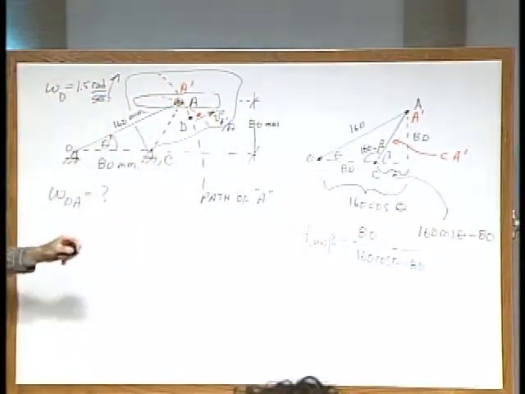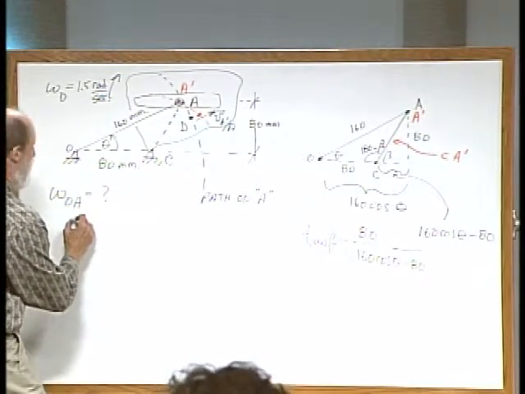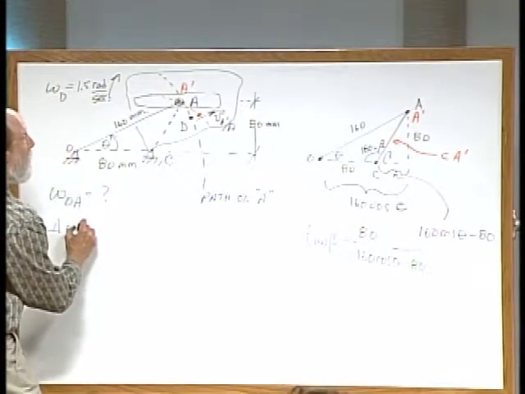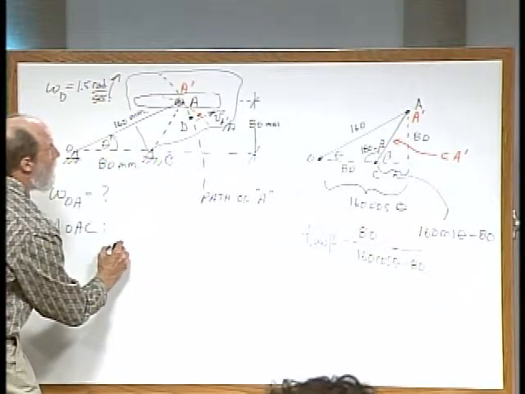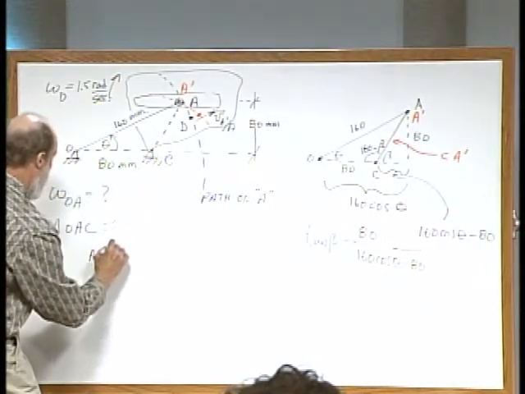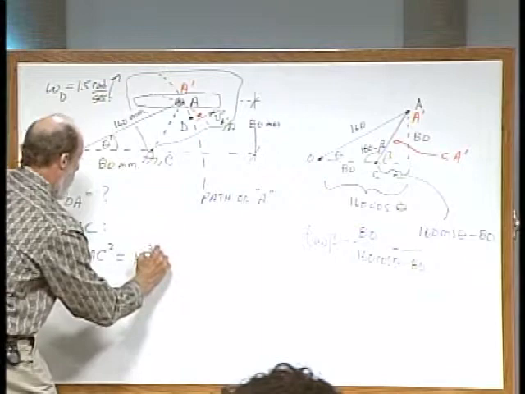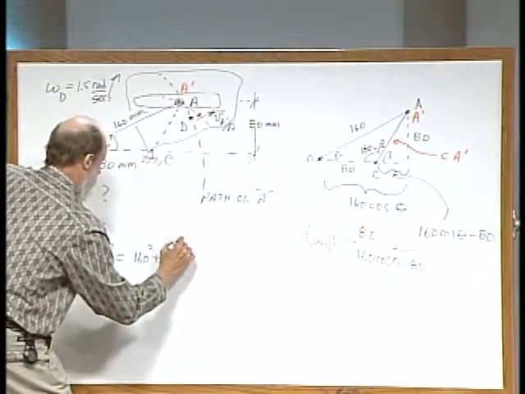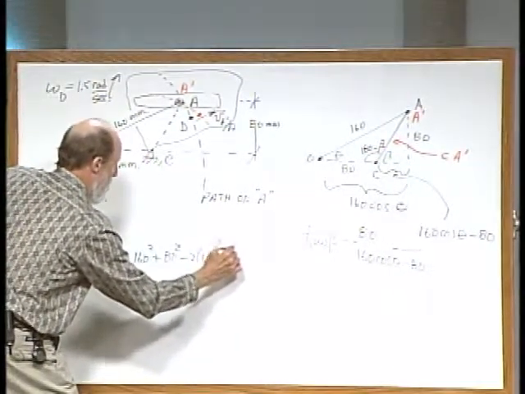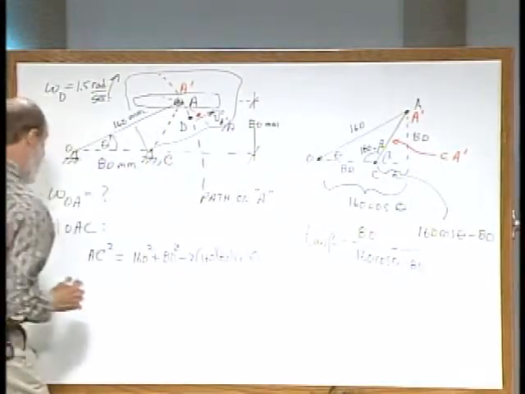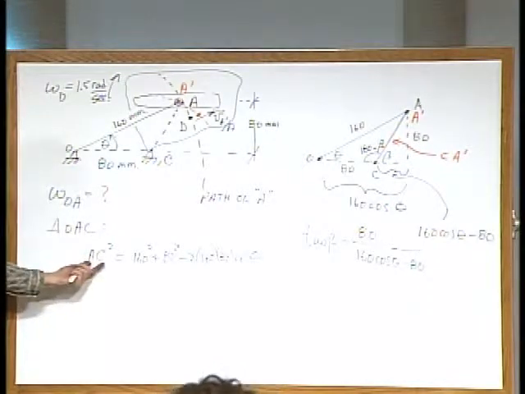Let's write that. I mean, that's something that's useful in itself. So using the triangle OAC, the law of cosines is telling us that AC squared is equal to 160 squared plus 80 squared minus twice 160 times 80 cosine of theta. AC changes with time.